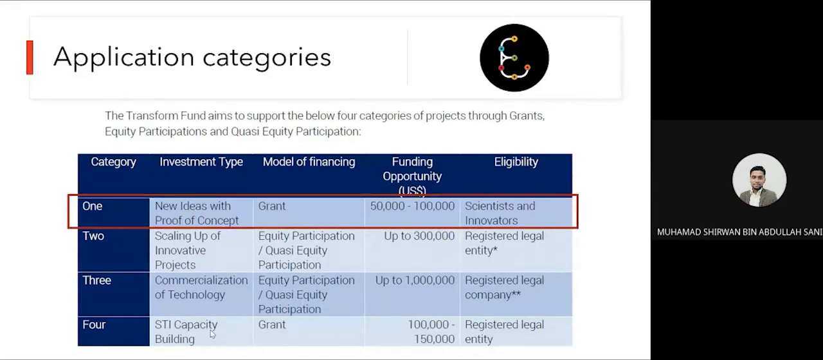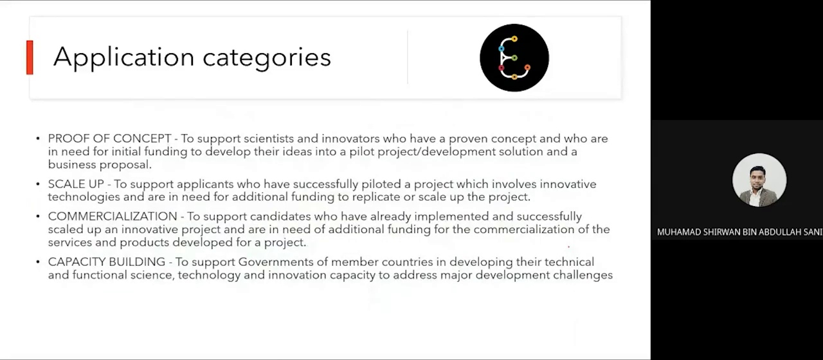Nabila. So I will not repeat, but in my case, I apply for category 1, which is proof of concept. The grant covers that you may apply up to $100,000, and eligibility focuses on scientists and innovators. So if we go to the definition of proof of concept, any applicant who would like to apply on this category 1 has to make sure that your idea has been proven.